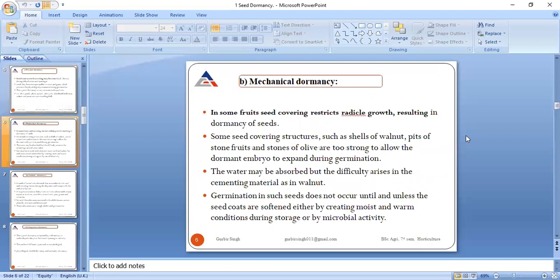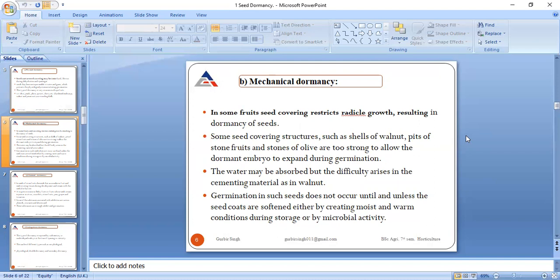Next is mechanical dormancy. In some fruits, the seed covering restricts radicle growth, resulting in dormancy of seeds. Some seed covering structures such as shells of walnut, pits of some fruits, and stones of olive are too strong to allow the dormant embryo to expand during germination. The water may be absorbed, but the difficulty arises in the cementing materials, as in walnut.